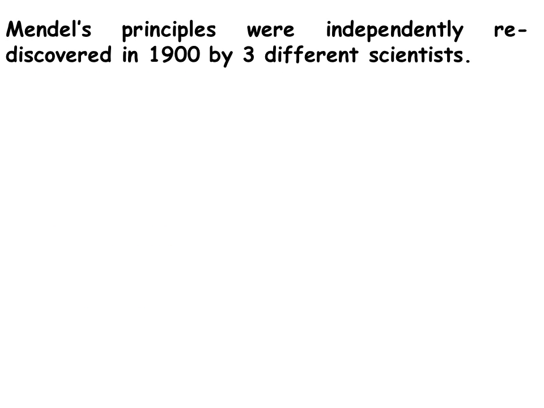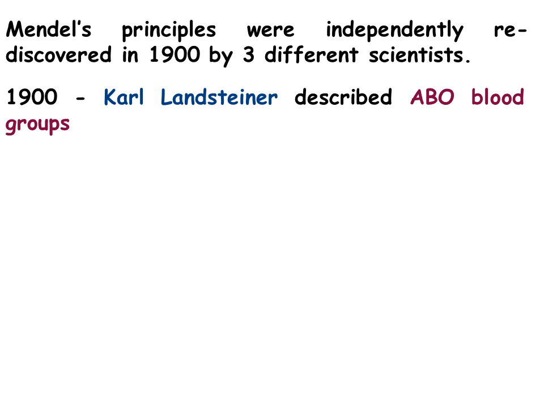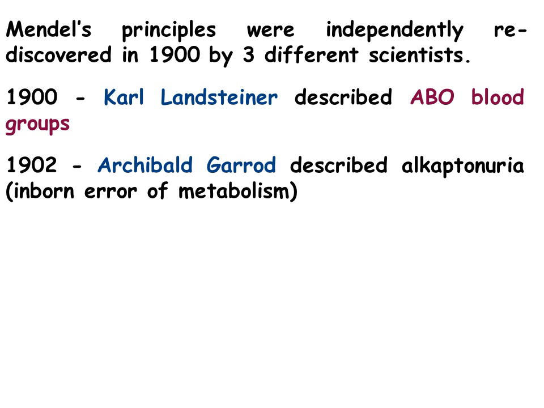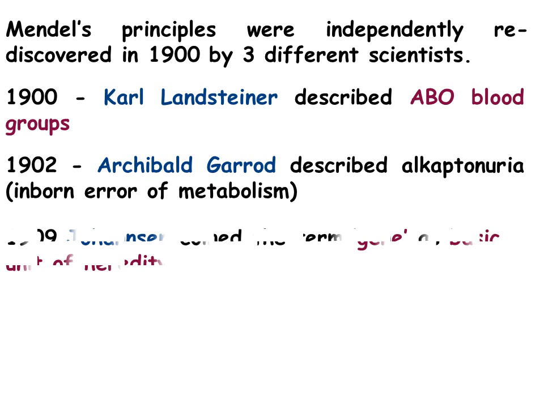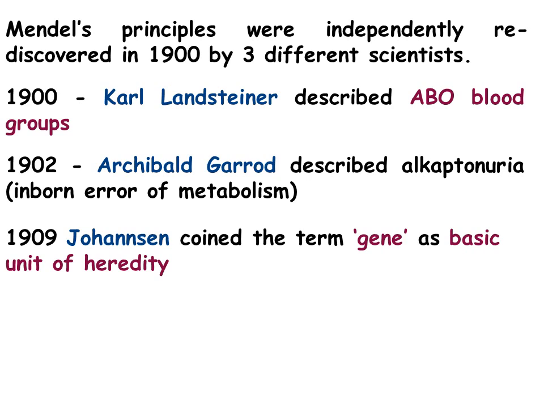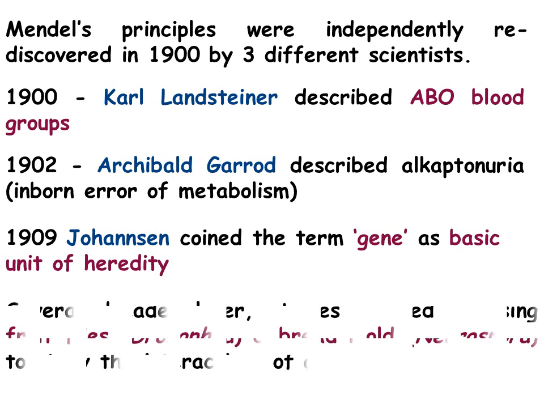Mendel's principles were independently rediscovered in 1900 by 3 different scientists. I don't expect you to memorize their names. You won't be tested on them. You may have heard, however, of Karl Landsteiner, who in 1900 discovered the ABO blood groups, for which he received a Nobel Prize in medicine. In 1902, Archibald Garrod described alkaptonuria, one of the first inborn errors of metabolism. The children are missing a very important enzyme. And in 1909, Johannsen coined the term gene as the basic unit of heredity.